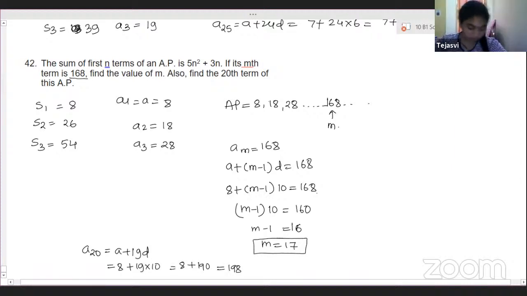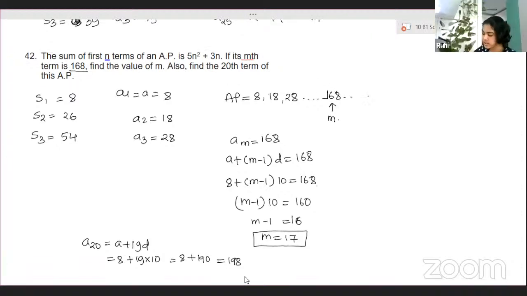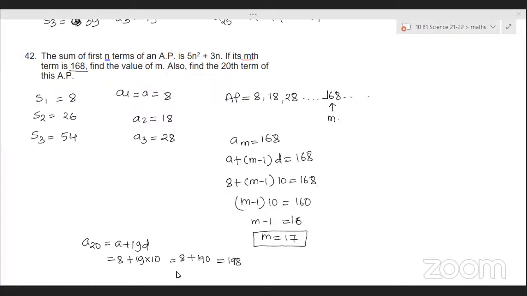Ma'am, I have doubts in the 43rd question and 47th question. I'm not getting the answer. Even I'm not getting the 43rd question.